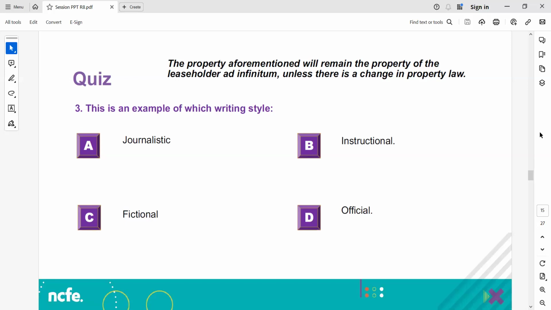Leaseholder, ad infinitum. So will remain the property of the leaseholder ad infinitum. So we've got some Latin words in there. Also aforementioned, you wouldn't hear that very often these days. It's archaic, as we heard that word earlier, or old-fashioned. Okay, so well done. Yes, that is official.